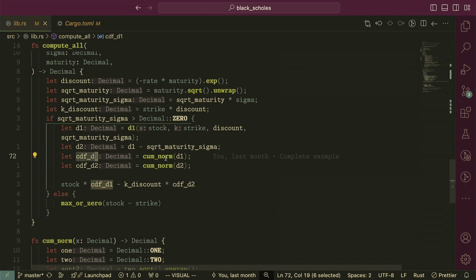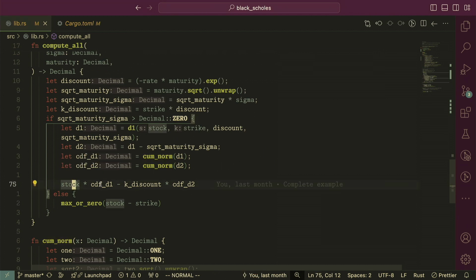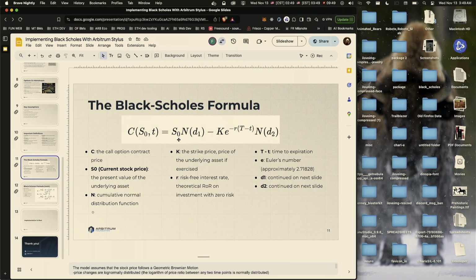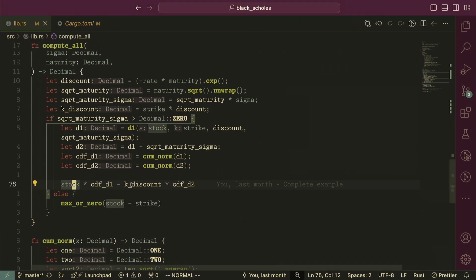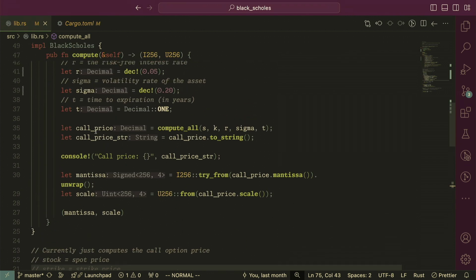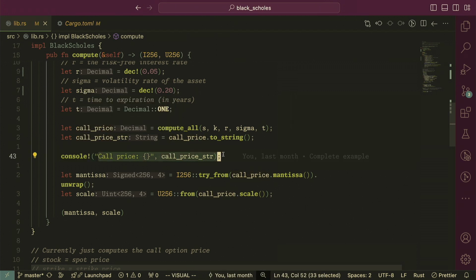We also compute the cumulative normal of D1 and the cumulative normal of D2. Then we get the stock times CDF D1. This is going back to the original equation. That's this stock price times the cumulative normal of D1 minus this part of it. So that's just minus K discount times the cumulative normal of D2. And all that comes out to this part of the equation. Once we've computed it all, we're going to get the price of the call option, and we're going to log that to the console just to show that.